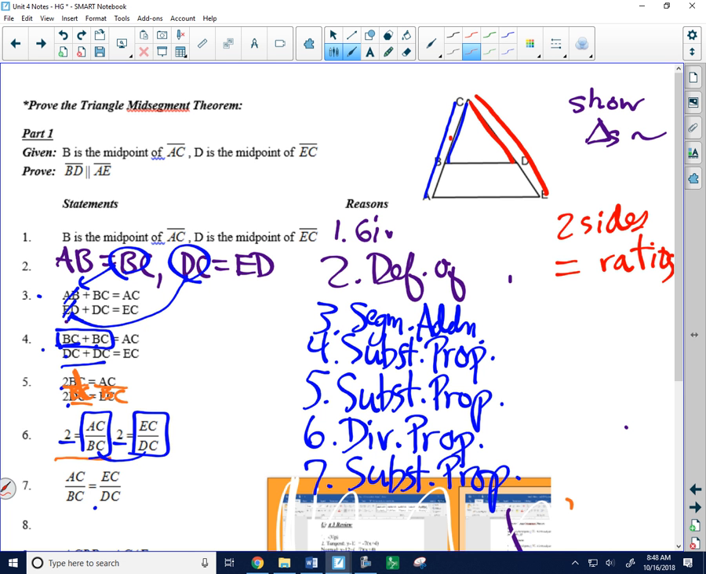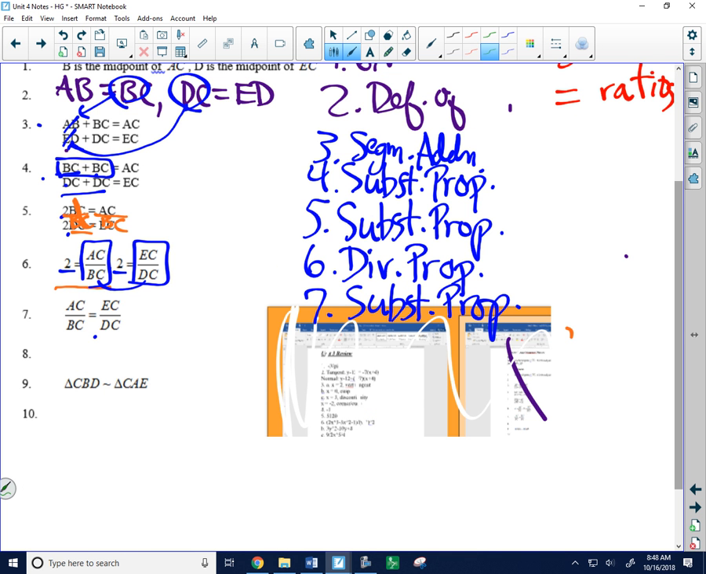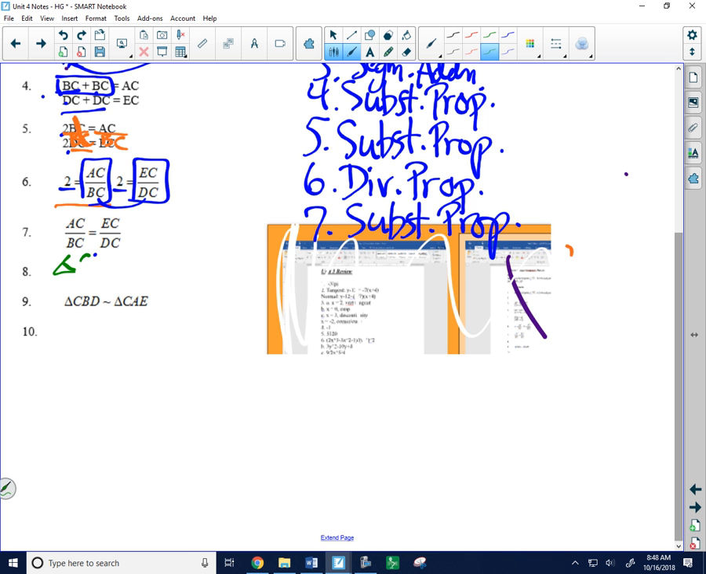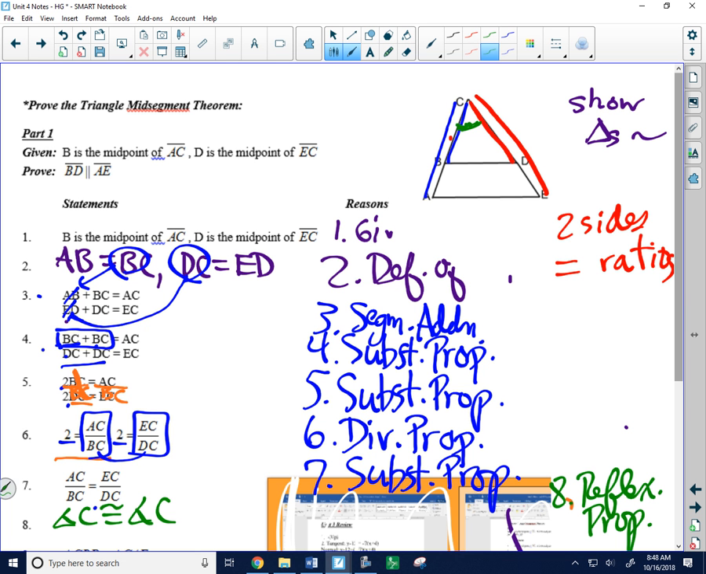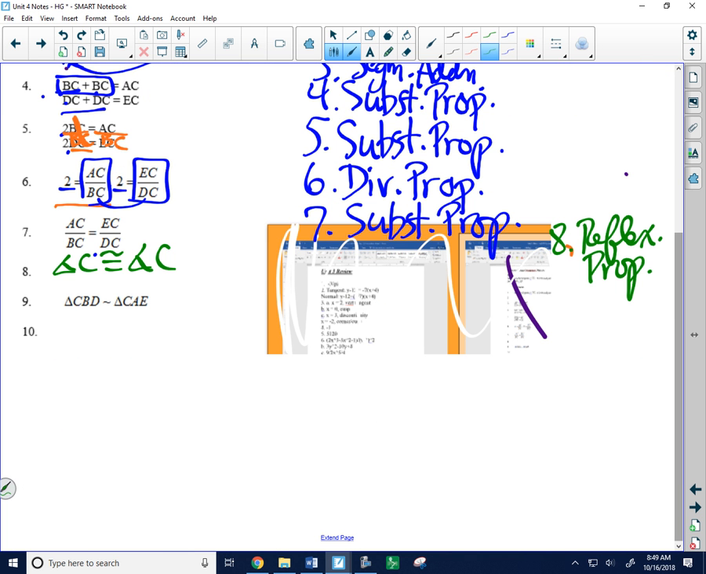That's good, but in order to show the triangles are similar, I need a third side, which I won't have, or I need an included angle. In the small and the big triangle, it's that angle. Is that angle a shared angle between the small and the big triangle? It's a shared angle. So I'm going to say angle C is congruent to angle C. That is reflexive. We're talking about shared side or shared angle is reflexive. And now, if I look back at my diagram, I got two sides with equal ratios and one congruent angle, and that is SAS. So the triangles are similar, right there. SAS similarity.